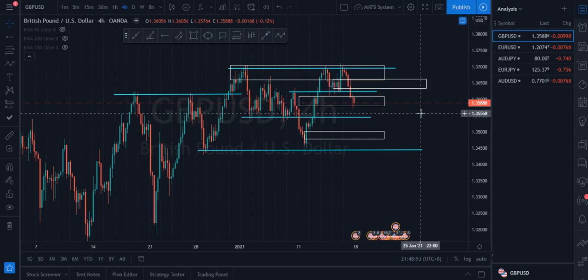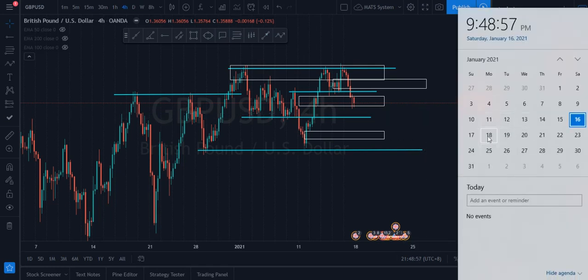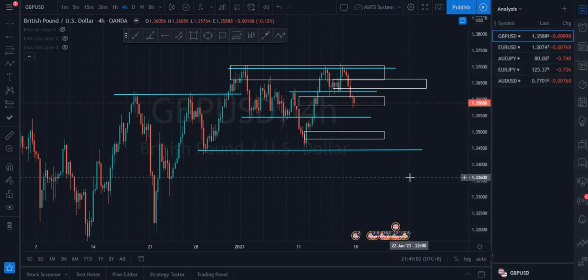I'll be doing analysis for 5 pairs for the coming week, which is running from 18th to 22nd. The analysis that I'm going to share with you guys covers 5 pairs: pound dollar, euro dollar, Aussie yen, euro yen, and Aussie USD. So I'll go in one by one and I'll try to keep it short.